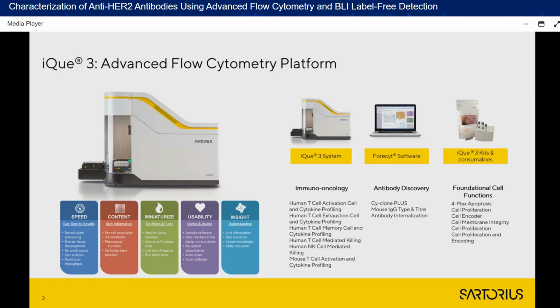And then this just shows some examples of the kits in the iQue portfolio. So these cover a range of different disease areas, namely in immuno-oncology, antibody discovery, and foundational cell functions.